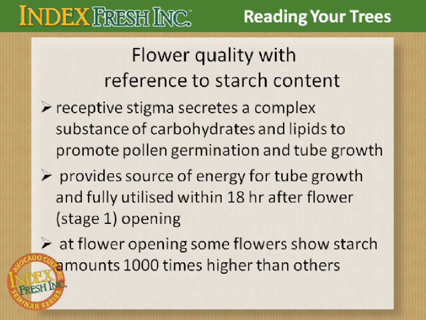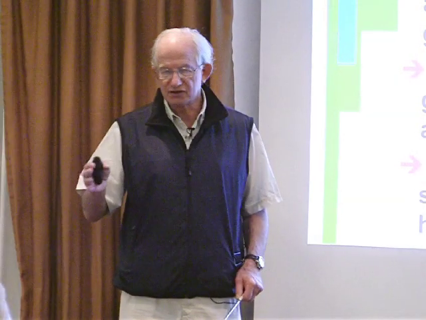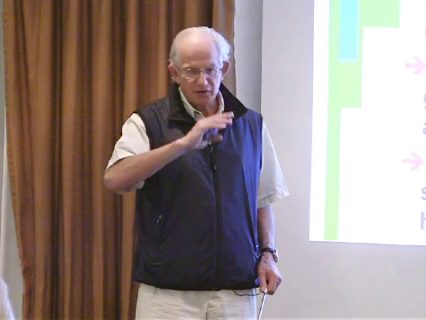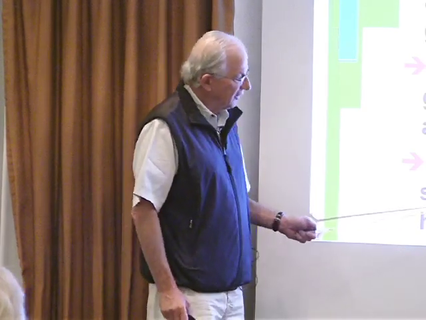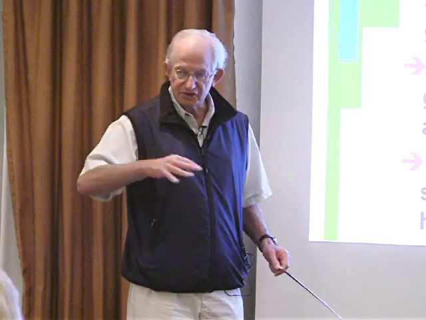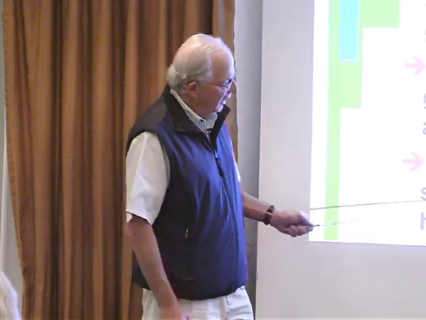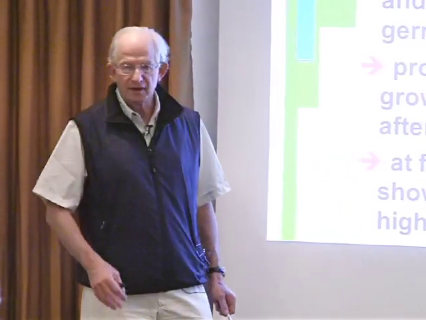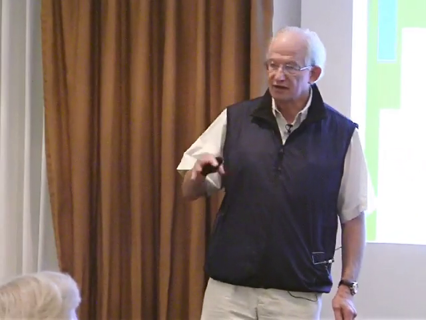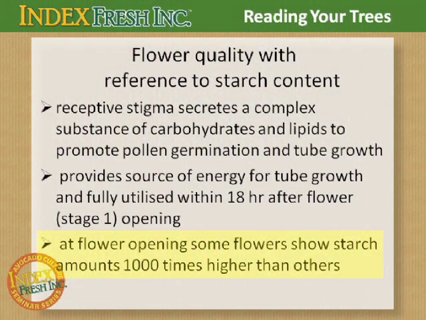How did they do this? They used a dye. I've seen the paper, I have it. They used a dye and then examined how much starch was within the flower, and from that they announced that some of them had so much more starch than others. So we can say this: at flower opening, some flowers have much higher starch levels, and other flowers in your trees have much lower starch levels.